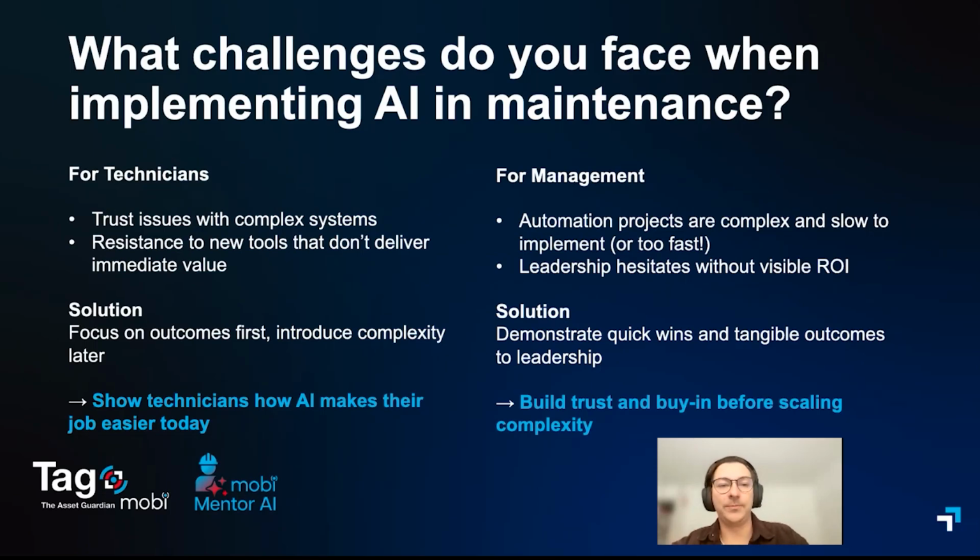The other challenge that we will see as well is for management. Often, we see that automation projects are complex or too slow to implement, or sometimes they go too fast and take too many resources. And leadership hesitates to provide you with budget without a visible ROI. So, similar to the technician, we want to focus on quick wins and tangible outcomes. How much time can we save if we implement this agent, or how many mistakes could we prevent? We want that buy-in. We want those small wins before going into a more complex AI approach.